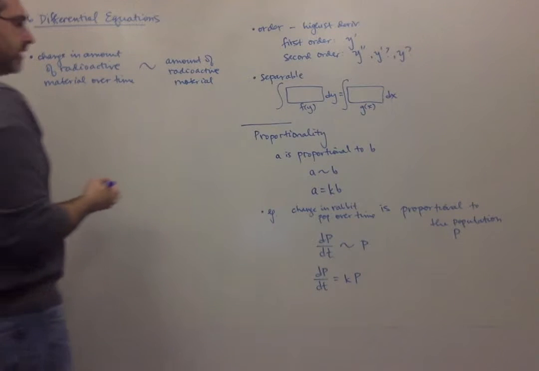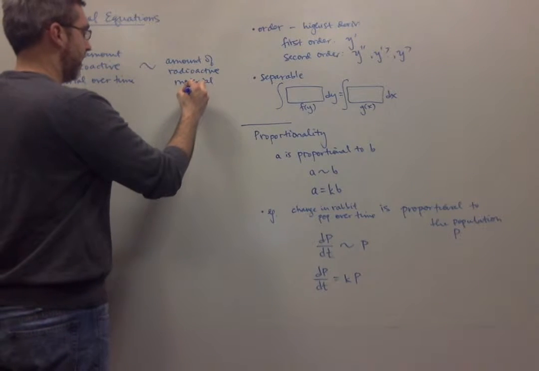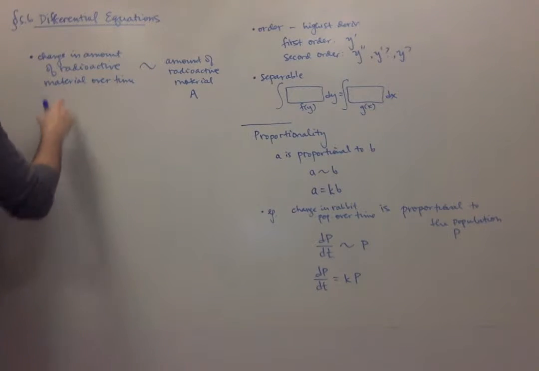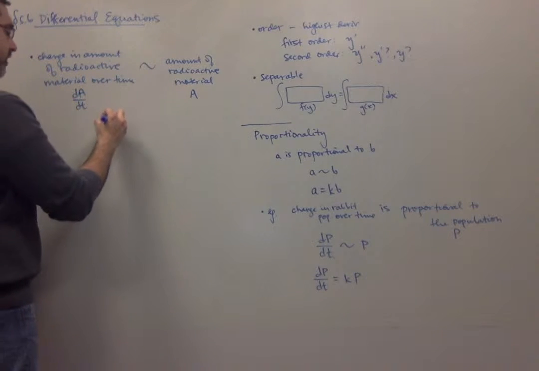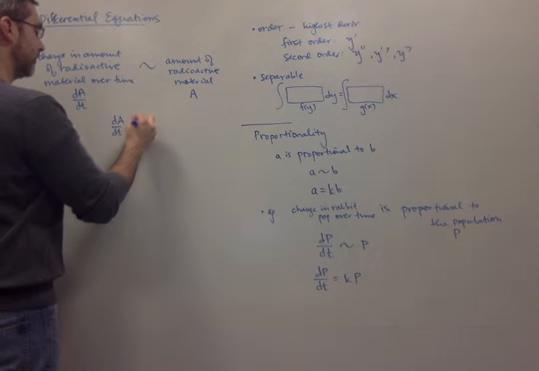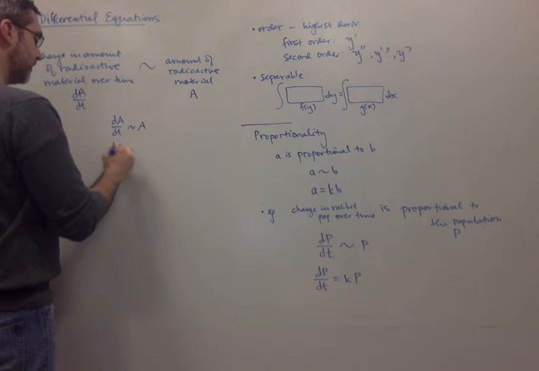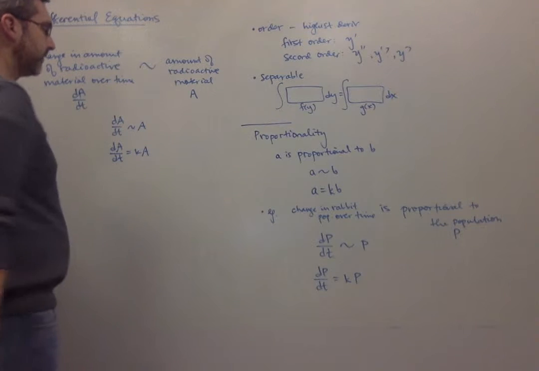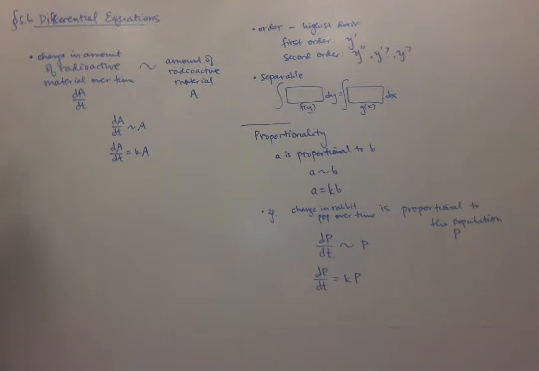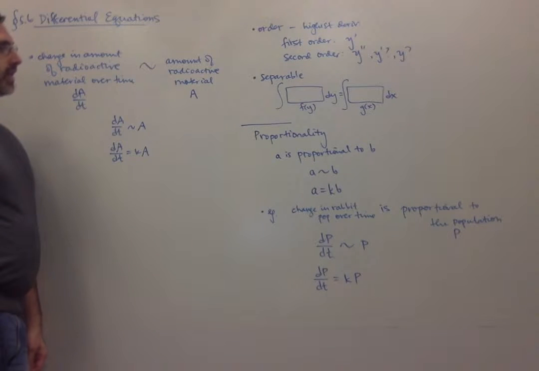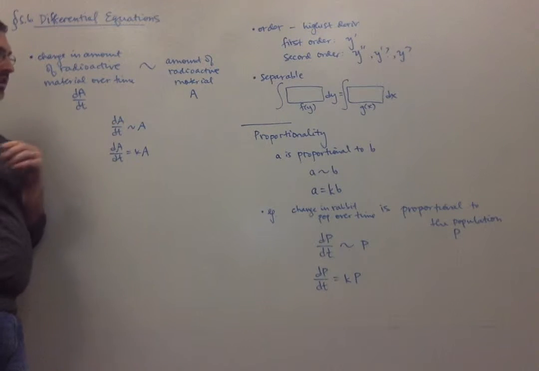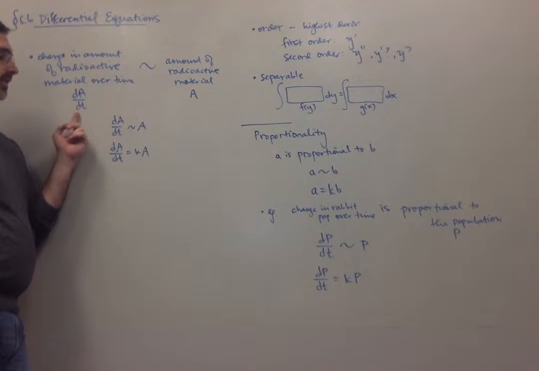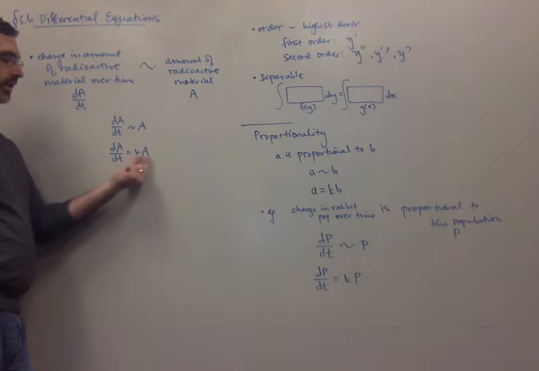So if I call the amount of radioactive material A, then the change in the amount of radioactive material over time would be dA dt. And what I'm saying here, when I say that these two things are proportional, is that one of them is a constant times the other. In this case, that makes sense because if the amount of radioactive material that I have is a lot of it is going to be decaying over time, so this change is going to be higher. If the amount of radioactive material I have is small, then this thing is going to be lower. So it makes sense that one would be a constant times the other.